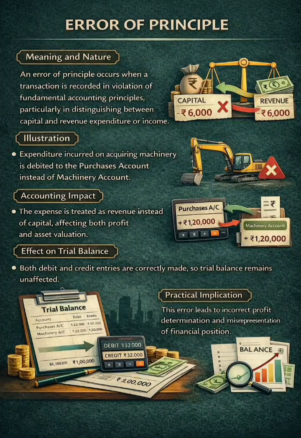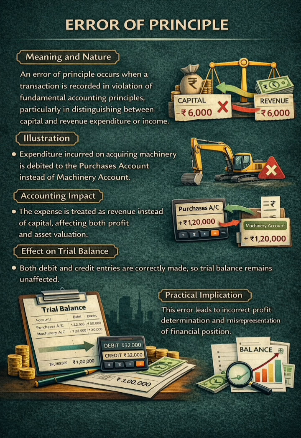Error of principle. Meaning and nature. An error of principle occurs when a transaction is recorded in violation of fundamental accounting principles, particularly in distinguishing between capital and revenue expenditure or income. Illustration. Expenditure incurred on acquiring machinery is debited to the purchases account instead of machinery account.